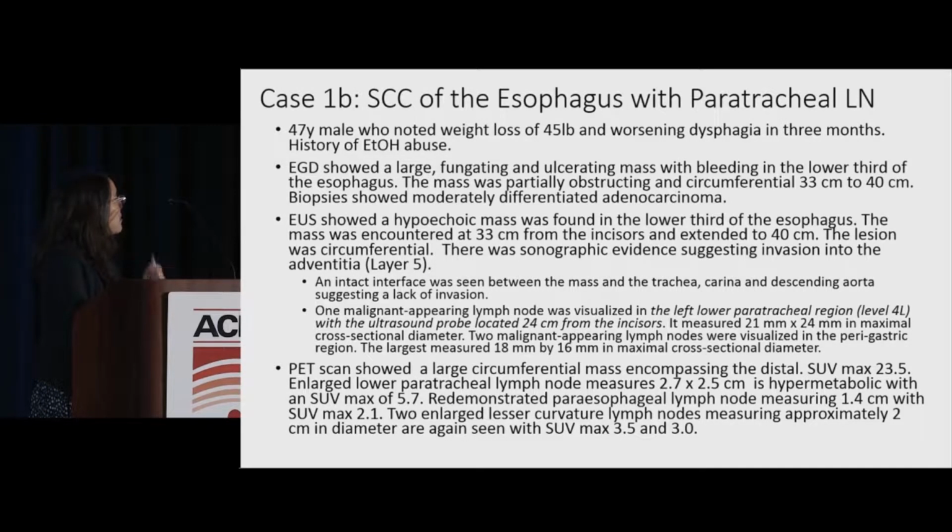The EUS did show the tumor again from 33 to 40 centimeters. What was important was that it showed invasion through the adventitia, so a T3, but there were several lymph nodes involved, including a left lower paratracheal lymph node, measuring on its largest axis 2.4 centimeters. The PET scan did corroborate this data.